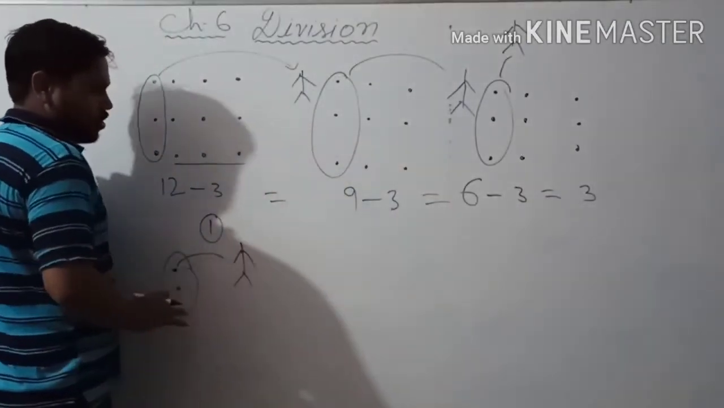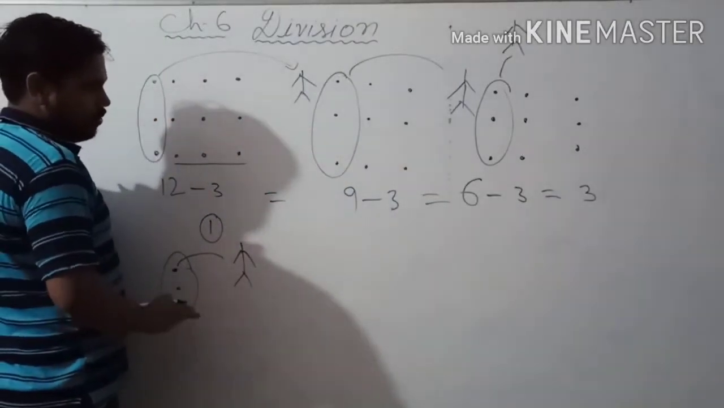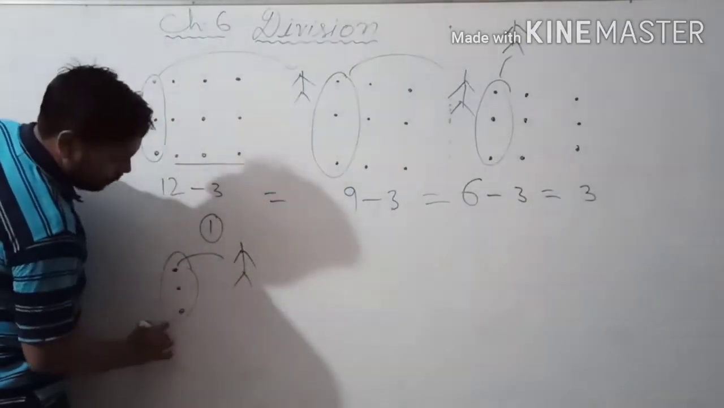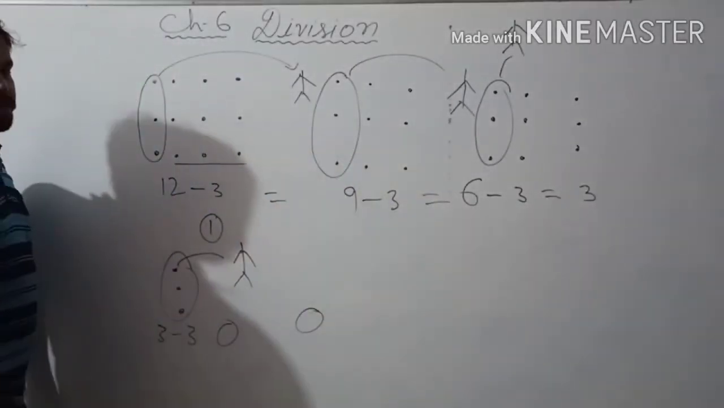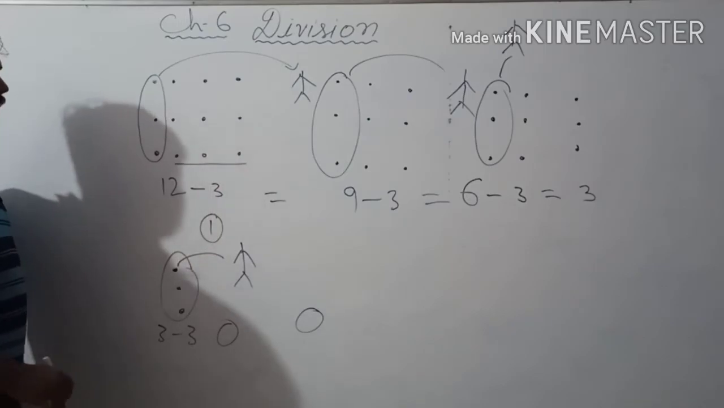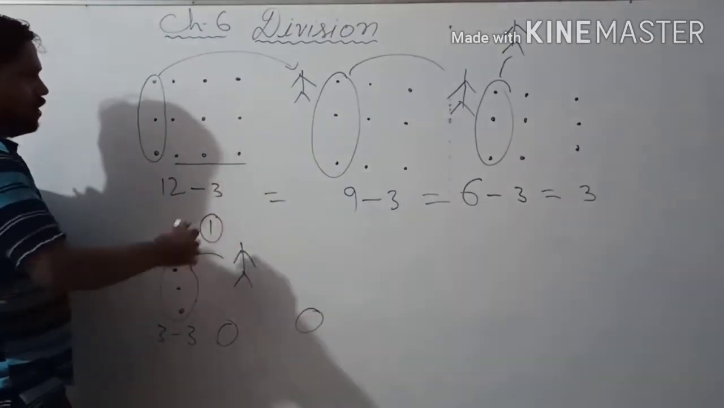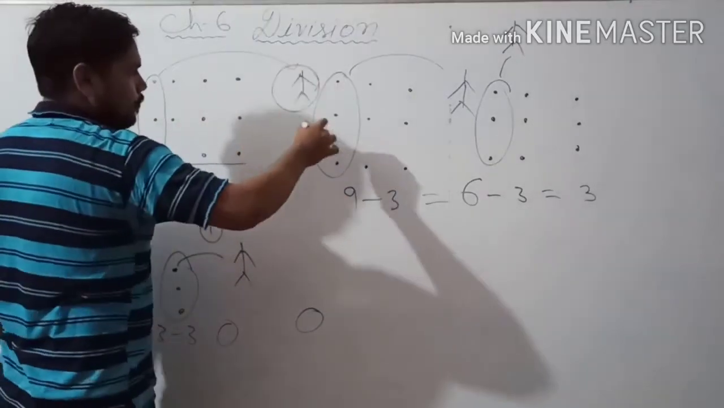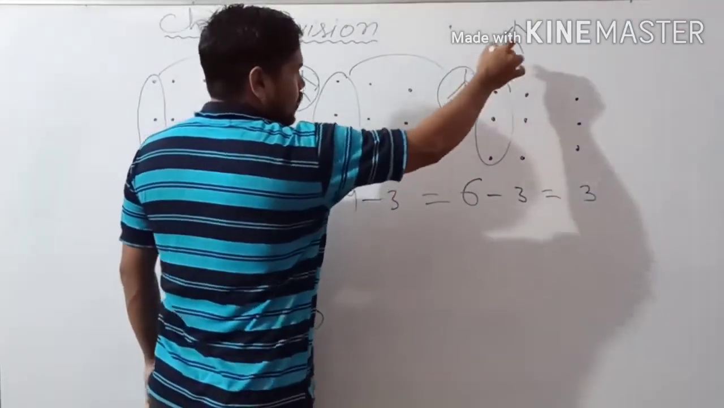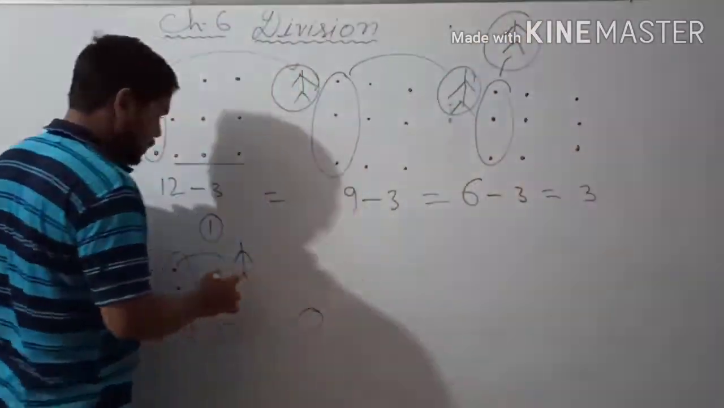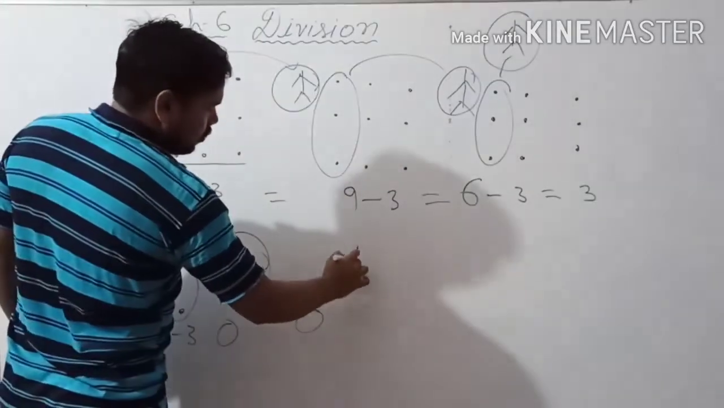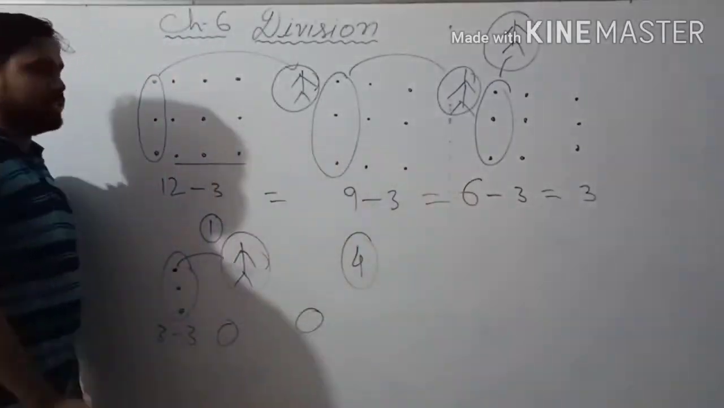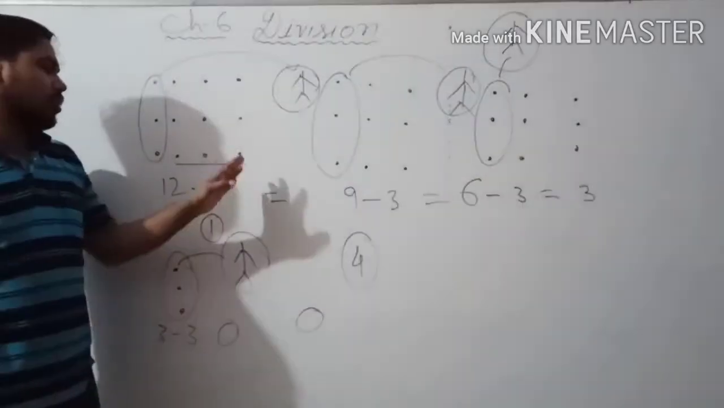Now you don't have any chocolates. Because why? 3 minus 3 is 0. So now you have 0 chocolates. So to how many students have you given? This is 1 student. This is 2 students. This is 3 students. This is 4 students. So finally that means to 4 students we have given 12 chocolates.